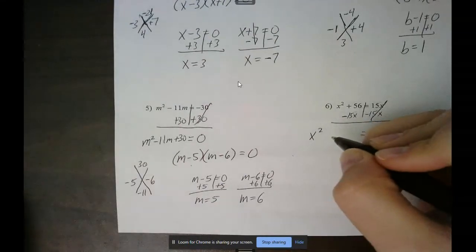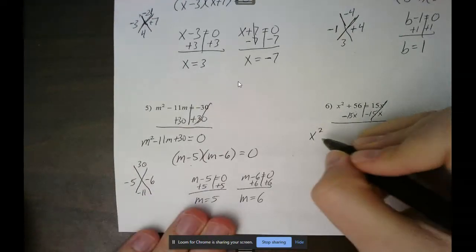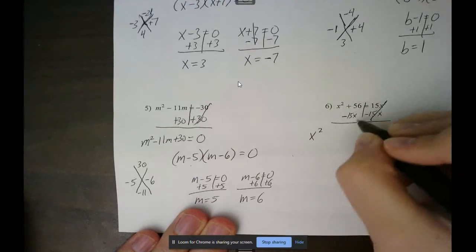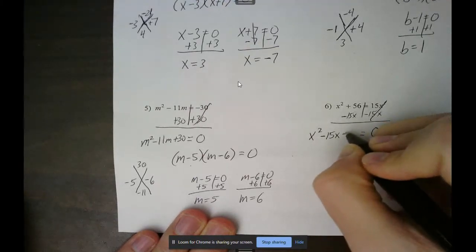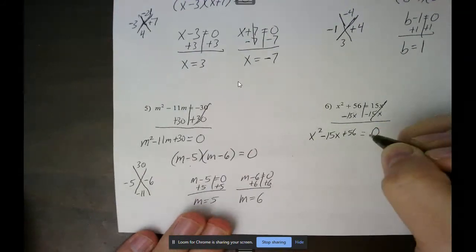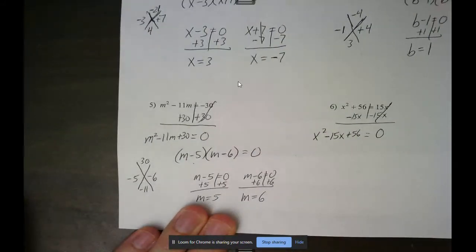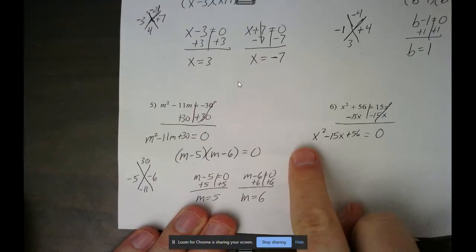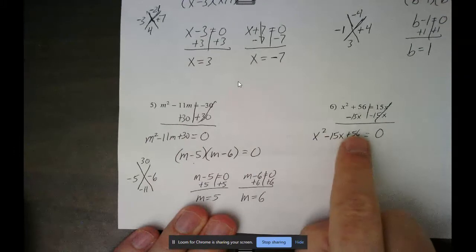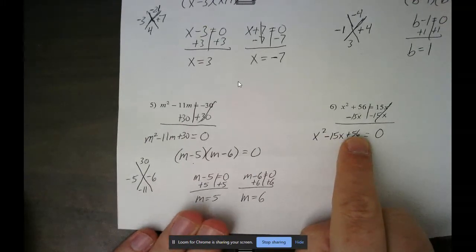Now, I will say this. Pay very close attention here. I do want to put it in standard form, like in the correct order. So that minus 15x is going to come in the middle. And the 56, the whole number, is going to come at the end. Did everybody see that step real quick? Did everybody see what I did there? You definitely want to put it in that x squared, then x, and then the one that doesn't have an x. You definitely want them in that order.